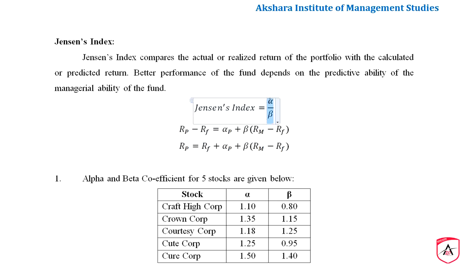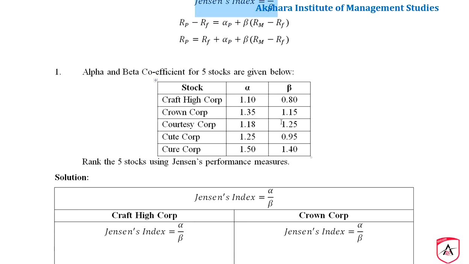If alpha is not given, we have to use this formula for the calculation of alpha. Only after that can we calculate Jensen's index. If alpha and beta are given directly, we can straight away use this formula and there is no issue. So let us come on and check what exactly the problem is all about. Let us see the first question.